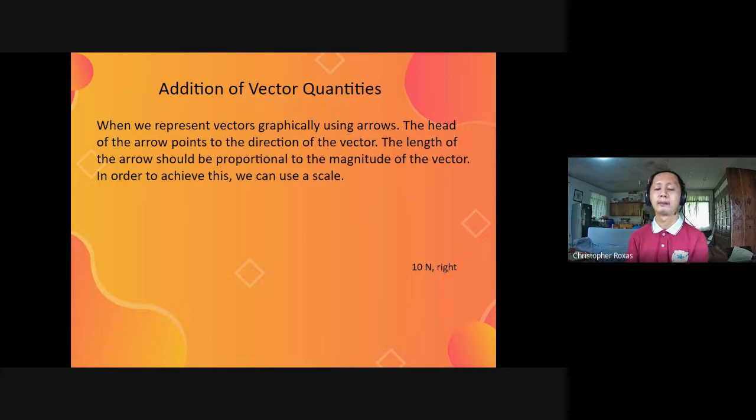In addition to that, in order to get the sum of two vectors more easily, we can represent the vectors using arrows, and then we also specify the length of the arrow. The length of the arrow should be proportional to the magnitude of the vector. And how can we make that accurate? We can use a scale. For example, we can use the scale 1 centimeter is to 100 newtons.